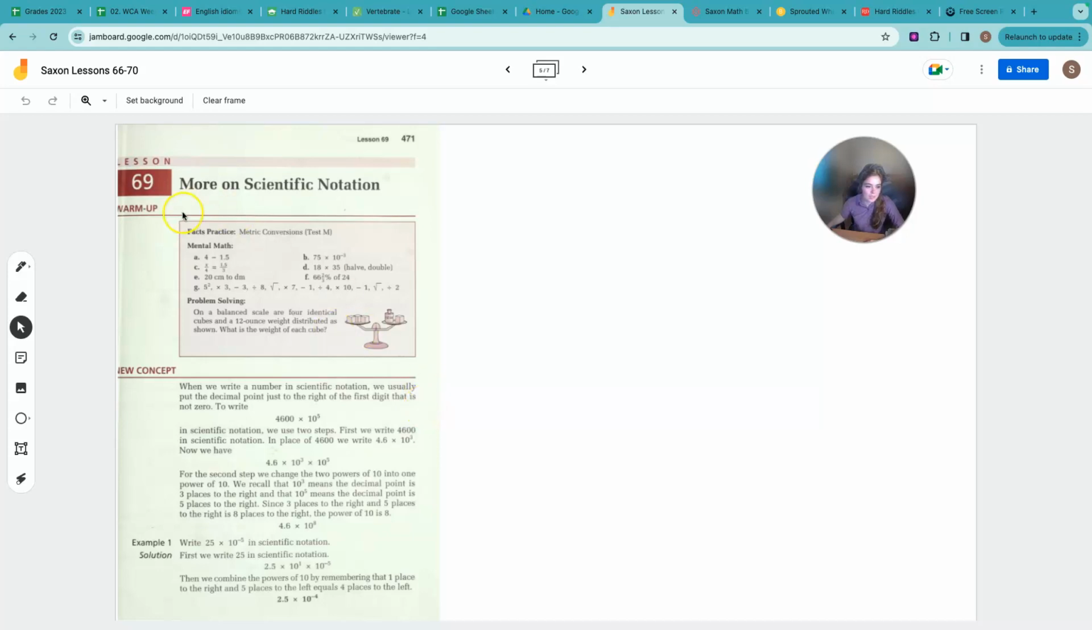Good morning. This is lesson 69 in Saxon 87. More on scientific notation. It is an extremely short lesson today.